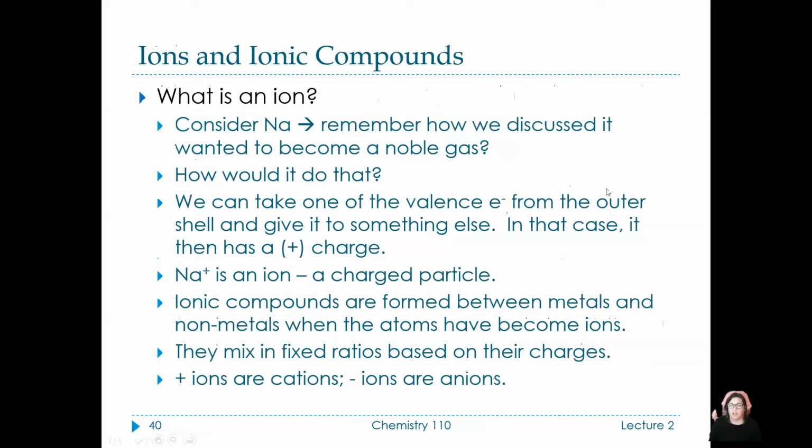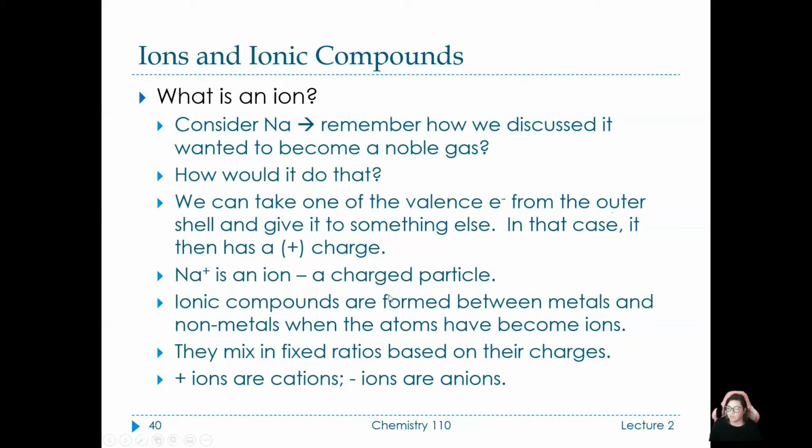I talked about adding electrons to make ions. So what's an ion? A charged particle. Consider Na. Remember how we discussed it wanted to become a noble gas? Well, Na is number 11. It's in the 1A group. So if it loses 1 electron, it becomes like neon. Okay, awesome. So we take 1 valence electron from the outer shell and give it to something else. We don't care what, just something. In that case, it has a positive charge, and Na+ is an ion.